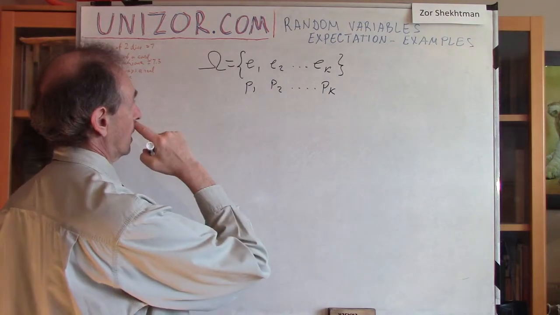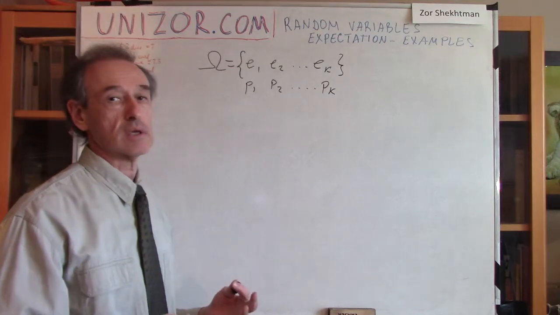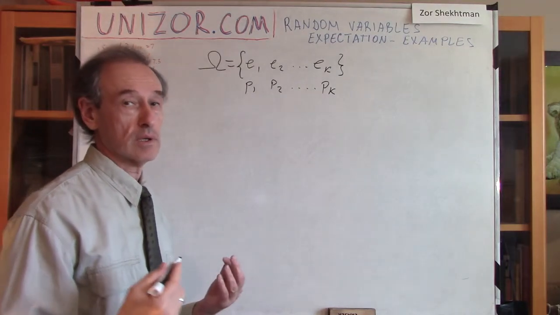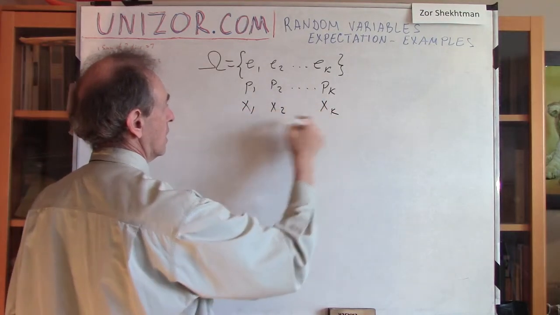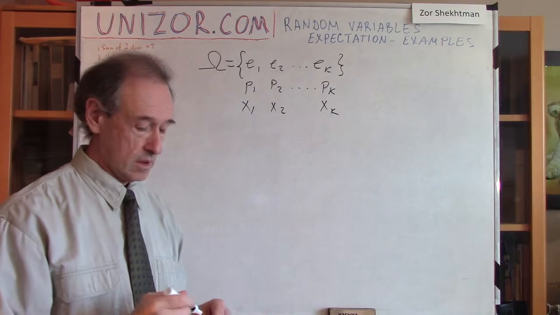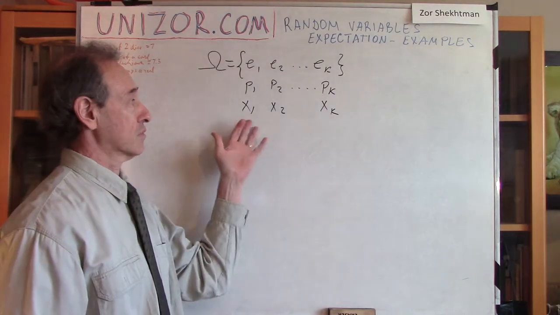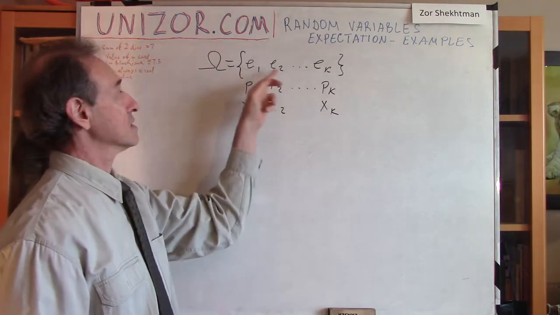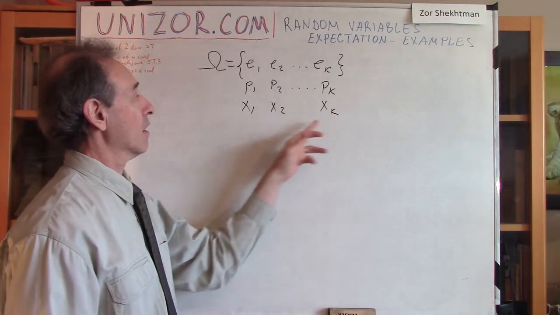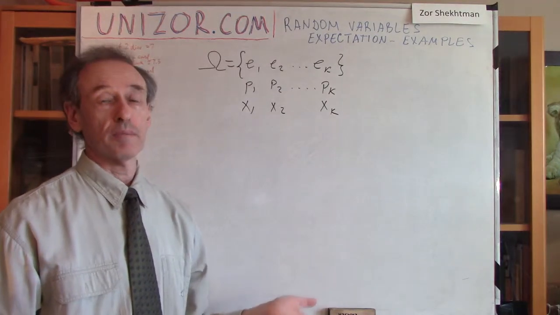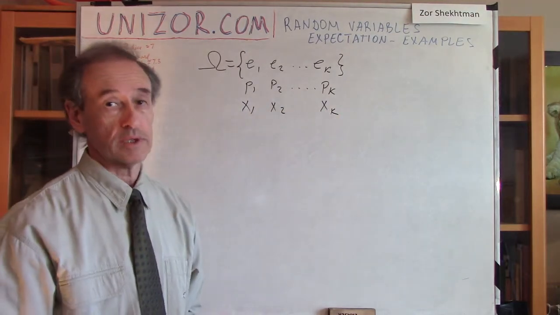And with every elementary event, there is an associated value of the random variable. Let's say it's x1, x2, xk. These are numbers. And the model of this is, for instance, how much you win if there is a certain result of the game. So these are different results of the game, and these are your winnings depending on these results. And you get these winnings with these probabilities.